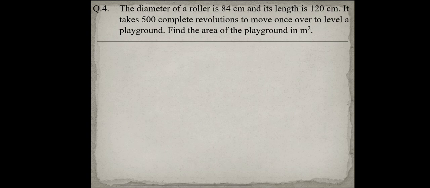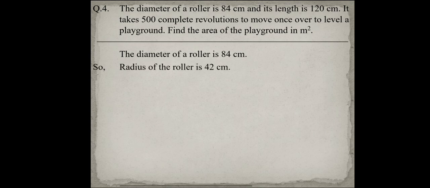Now the diameter of the roller is given as 84 centimeter. It means the radius of this roller is 84 upon 2, 42 centimeter. Now the length of this roller is given here as 120 centimeter. This length is equal to height. So the height of this roller is 120 centimeter. If you keep this roller perpendicular, that is the height.